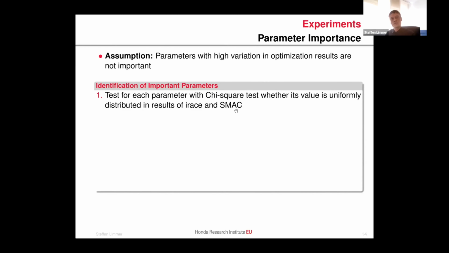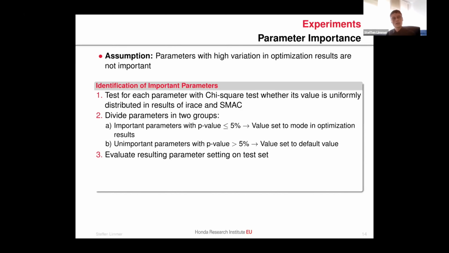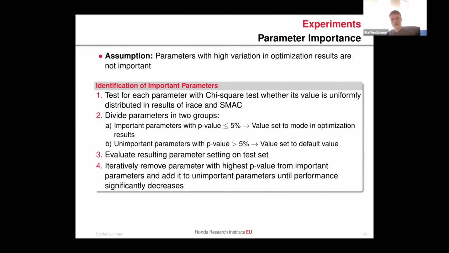First, we test for each parameter with the chi-square test whether its corresponding value in the optimization results is uniformly distributed. Then, based on the results of the chi-square tests, we divide the parameters into groups. Parameters with a p-value less or equal 5% are treated as important, and their values are set to the corresponding mode or mean values in the optimization results. And parameters with a p-value higher than 5% are treated as unimportant, and their values are set to the corresponding default values. Then we evaluate the resulting parameter setting on the test set, and then we iteratively remove the parameter with the highest p-value from the group of important parameters and add it to the group of unimportant parameters, evaluate the resulting parameter setting, and so on until the performance significantly decreases.